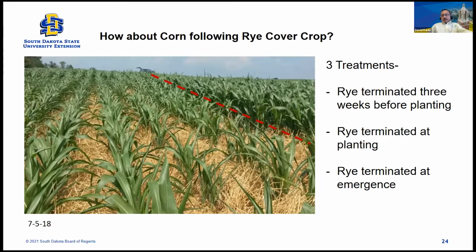And here's a picture that you can see with the red dashed line. The picture was taken July 5th of 2018. The one on the right side of the red dashed line is the control, or rye that's killed 3 weeks before planting corn. This is rye that was killed at corn emergence. And you can see the difference in height, and the color almost looks very drought stressed, but there was enough moisture in the field. We periodically went in there and took soil samples. So this is not due to not having moisture. It's more of a rye effect.